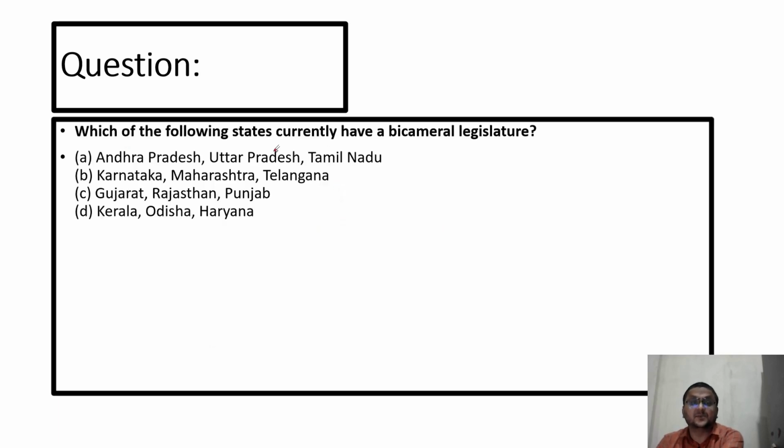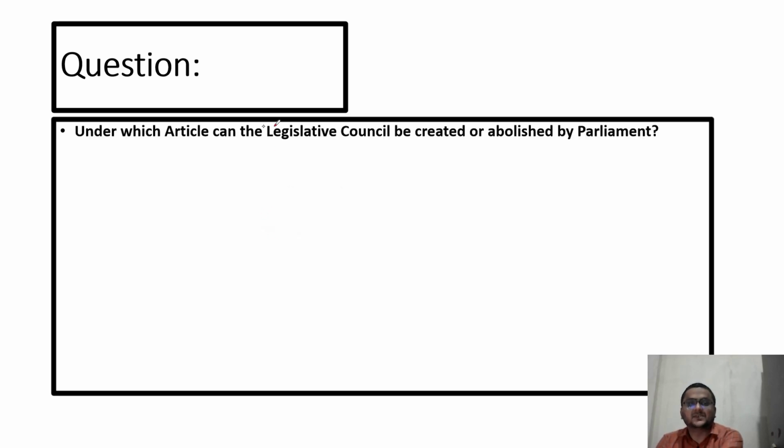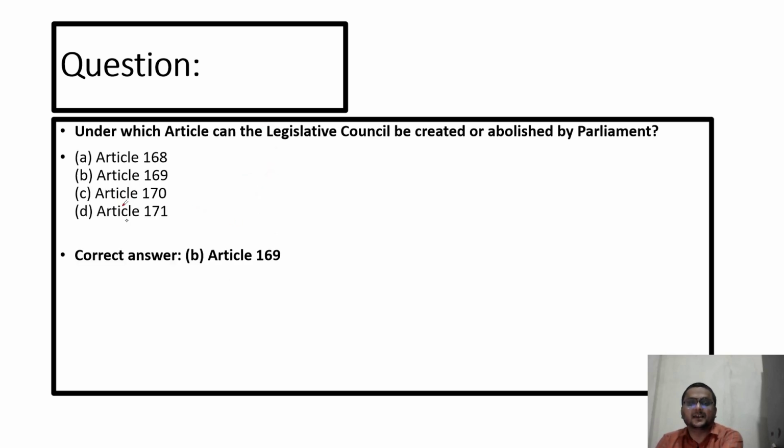Next question, which of the following currently have a bicameral legislature? The correct answer is option B, Karnataka, Maharashtra and Telangana. Next question, under which article can the legislative council be created or abolished by Parliament? The correct answer is option B, Article 169.